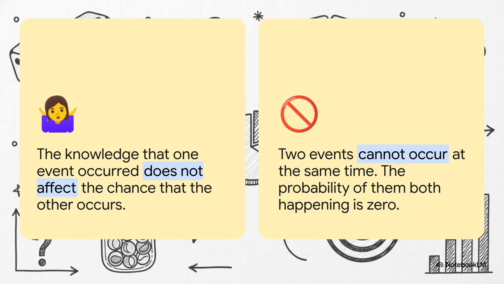Then on the right, you have mutually exclusive events. This means if one happens, the other one can't. A single coin flip can land on heads or tails, but there's no way it can be both. So the bottom line is this: independent events can happen together, mutually exclusive events can't.